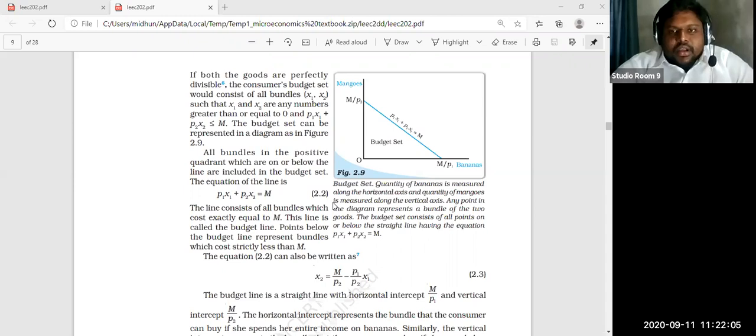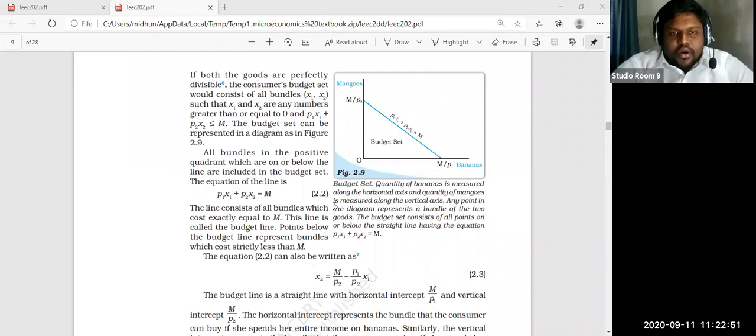Okay, so we can see the origin, and on the horizontal axis it is bananas, and on the vertical axis it is mangoes. So both are not the same, it is always changing. You can see a downward sloping line, and all bundles in the positive quadrant which are on or below the line indicate the budget set. The equation for the line, as we already know, is P1 X1 plus P2 X2 is equal to income or M. The line consists of all the bundles which cost exactly M. This line is called the budget line. Underline that. All these examples are for one question: what do you mean by a budget line?